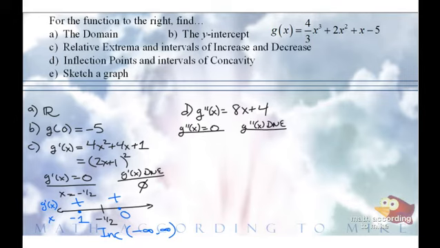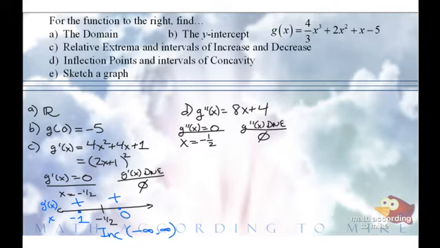Part D, what tells you about inflection points and intervals of concavity? The second derivative. What is the second derivative? 8x plus 4. So same deal. See where the derivative equals 0. See where the derivative does not exist. Again, does not exist, we don't have to worry about. We got x to be -1/2. I wonder why that is. We actually don't learn why in this class.